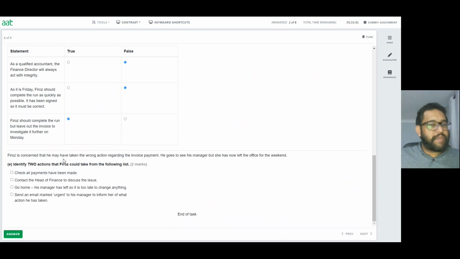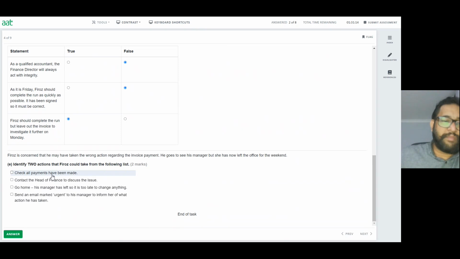Firoz is concerned that he may have taken the wrong action regarding the invoice payment. Now he thinks, okay, something must have been wrong because I withheld the payment. He goes to see the manager, but she has now left the office for the weekend. So whatever decision he made earlier, Firoz thinks he's made a wrong decision. So what do you think he should do? Identify the two actions that Firoz could take from the following list.